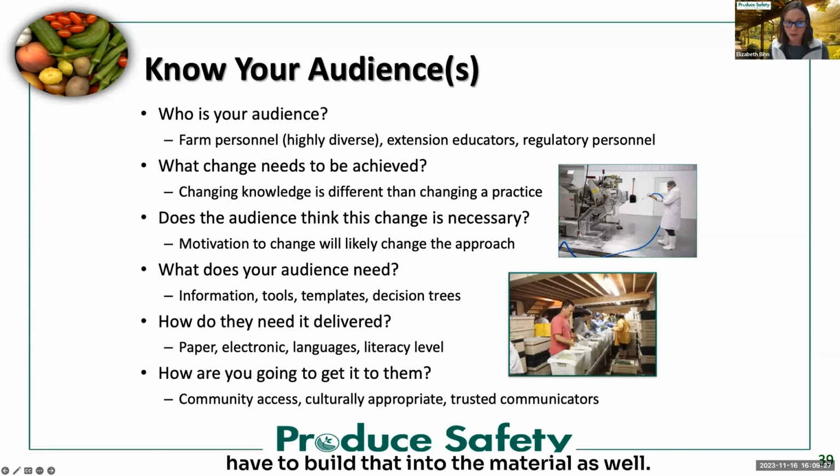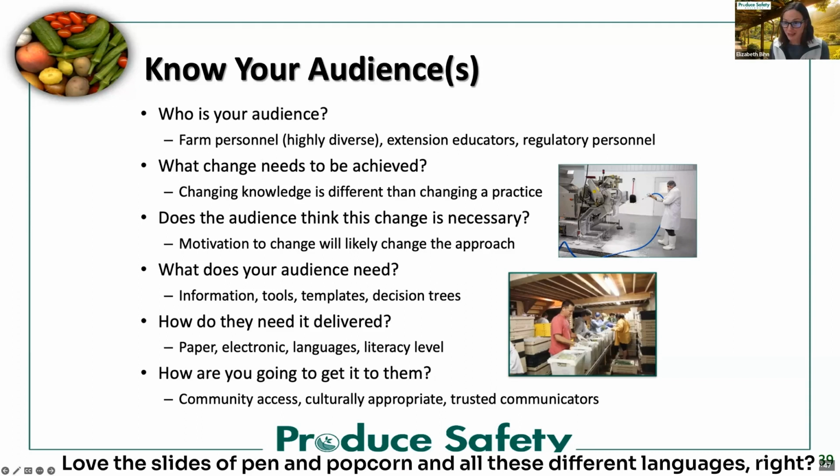What does your audience need? Information, tools, templates, decision trees. Again, that gets back to the question of what are you trying to do? What change do you want to see? And how do they need it delivered? Paper, electronic, different languages? Love the slides of pen and popcorn and all these different languages, right?